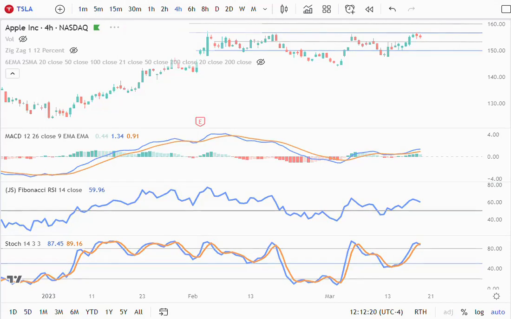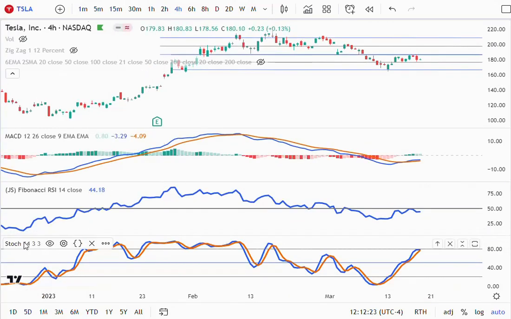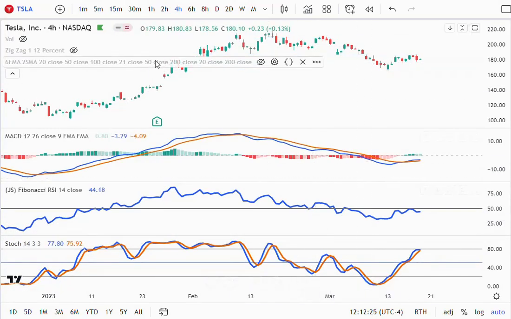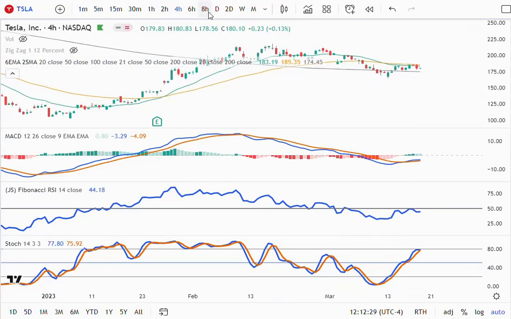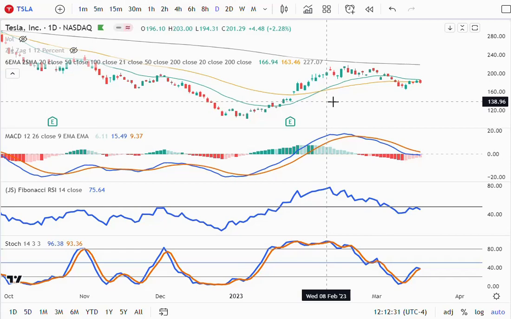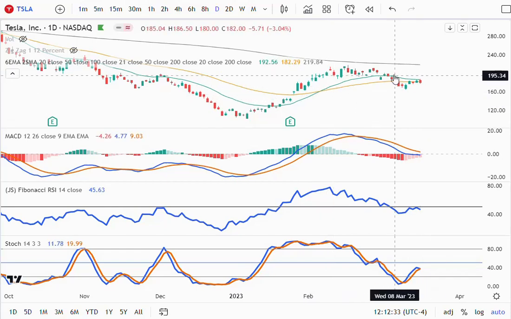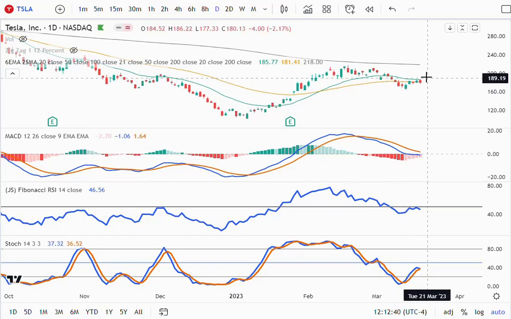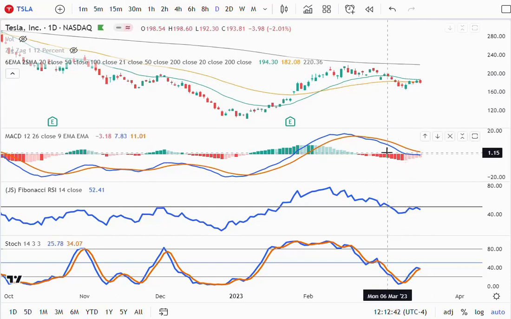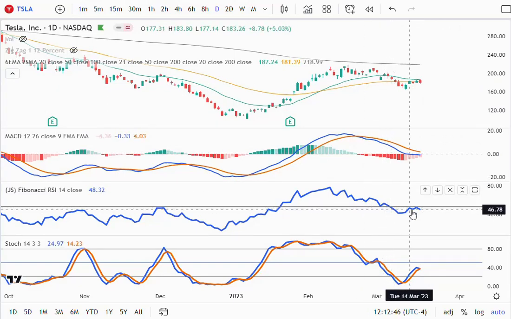If we look at Tesla next, this is Tesla on a daily basis. You can see that price has fallen below the daily 20 and 50 EMAs. So this would definitely be acting as a resistance at the moment. You can see that RSI has fallen below and remains below the 50 level. So this suggests that the momentum is not positive at the moment.